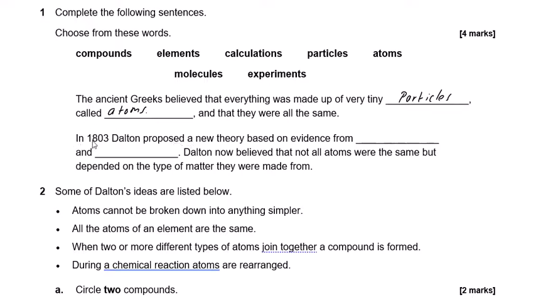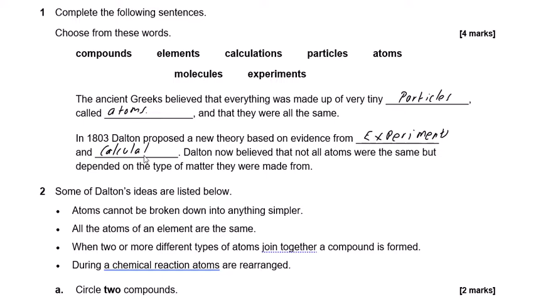Now this next bit is all about the scientist John Dalton, and as chemists got to know more and more about materials, they began to realize that the materials were not the same. They were not made out of the same bits and pieces. So Dalton came up with a new theory based on evidence from experiments. Now this is something that the old philosophers didn't do. They just sat around and talked about things. Evidence from experiments and calculations.